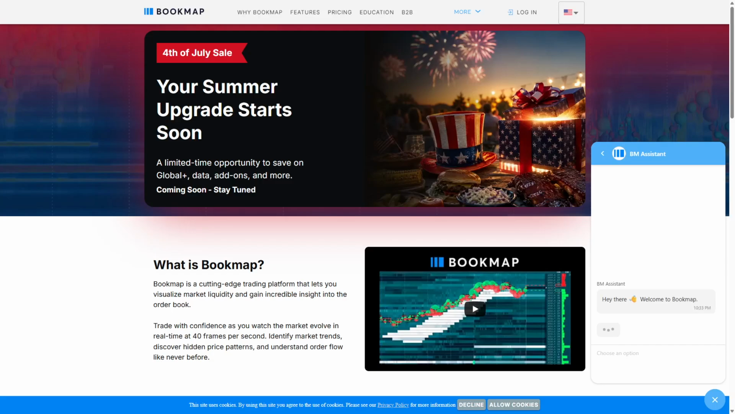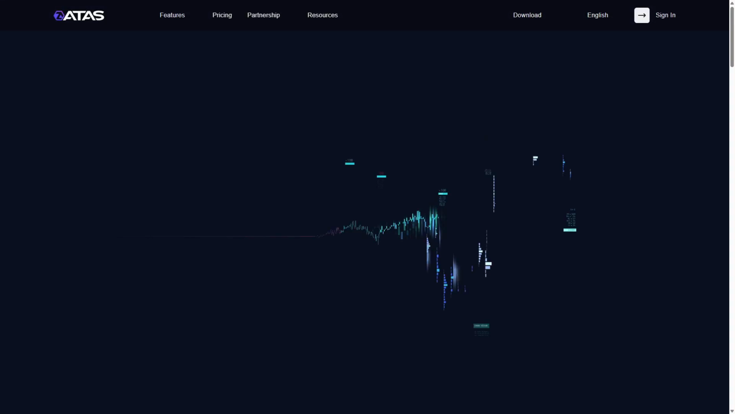Bookmap versus ATAS order flow platforms. Choosing the right order flow platform can transform how you read the market without missing critical price action. Both Bookmap and ATAS offer unique tools for order flow analysis and trading insights. Bookmap and ATAS are powerful order flow platforms designed for traders seeking market transparency.